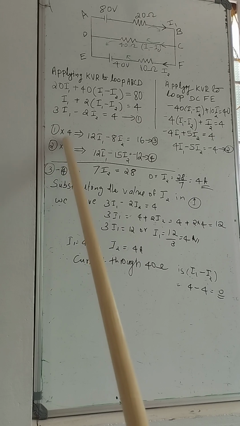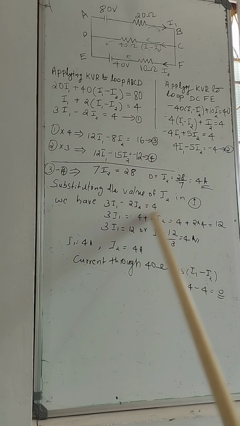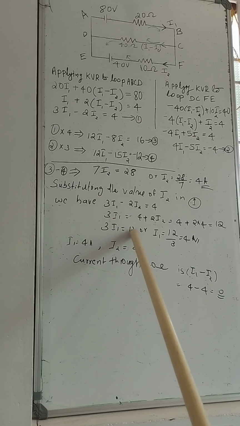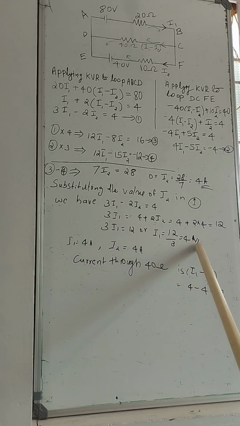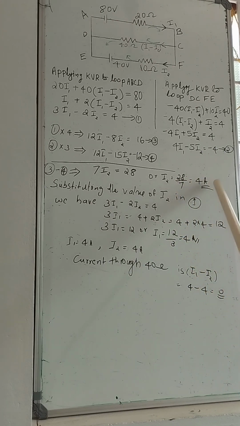Suppose we substitute in equation 1 itself. Equation 1 is 3 I1 minus 2 I2 equals 4, so 3 I1 is equal to 4 plus 2 I2. I2 is equal to 4. So we get 3 I1 as 12, or I1 is equal to 4 ampere. I1 also we got as 4 ampere, and earlier we got I2 as 4 ampere.